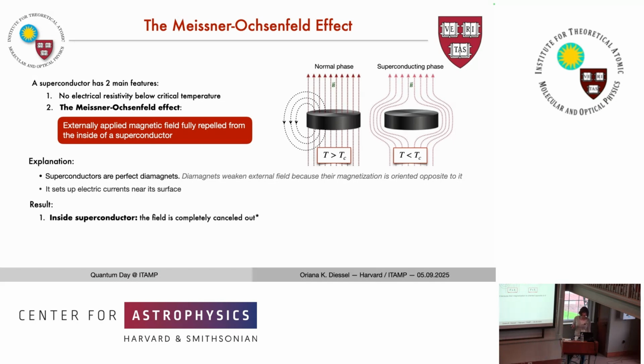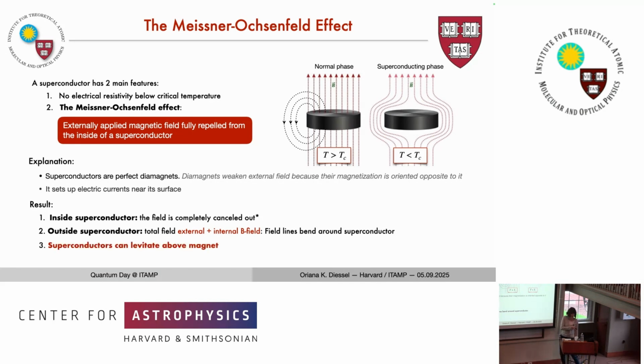Okay, so the result of this Meissner-Ochsenfeld effect is, first of all, we don't have a magnetic field inside the superconductor. Secondly, the external magnetic field is also modified, because the total field is now given by a superposition of external and internal field. And so you can see that the field lines get bent around the superconductor. And maybe the coolest result is that superconductors can levitate above magnets because of that. If we put a magnet here that creates this external magnetic field, the superconductor would levitate above it. And we will see this very soon.